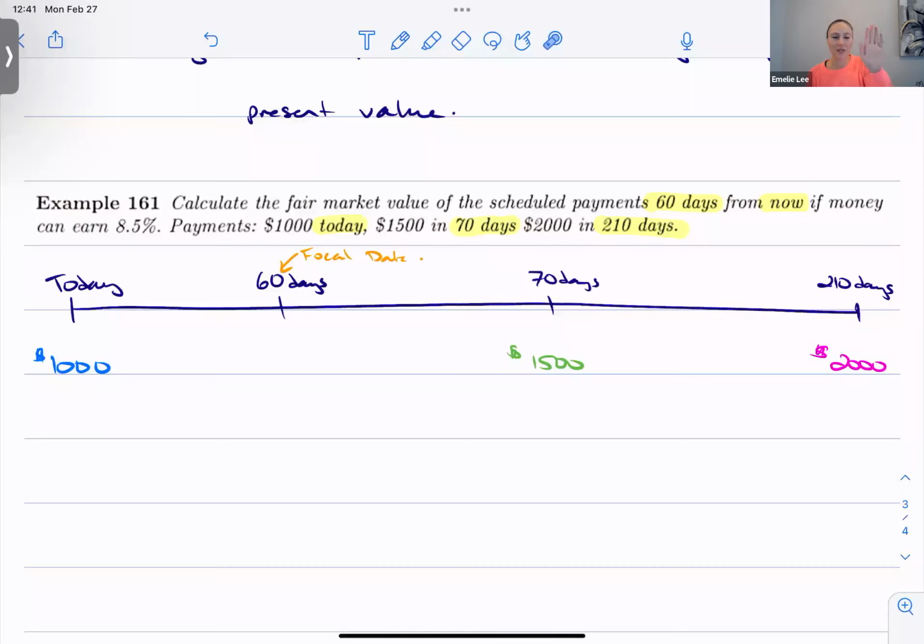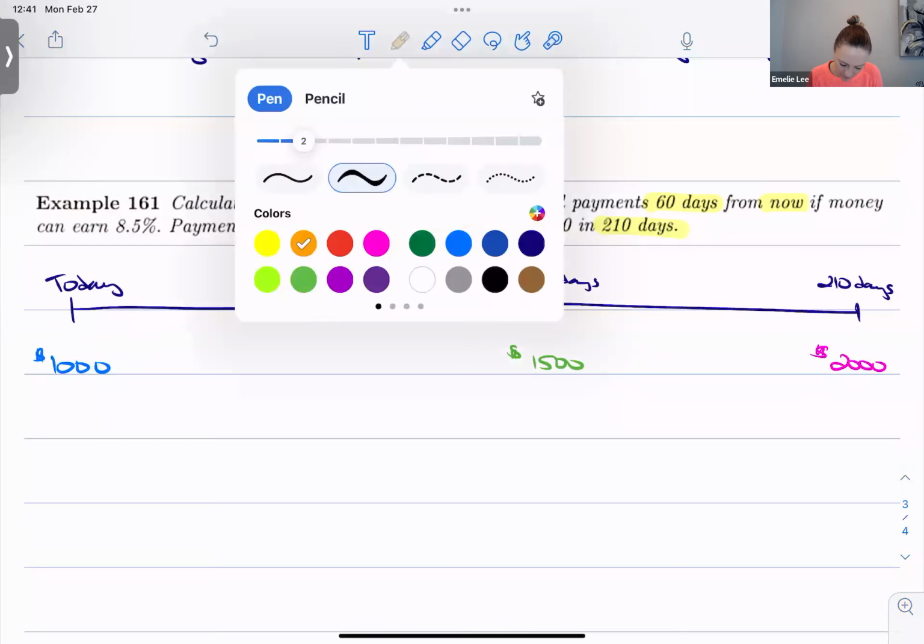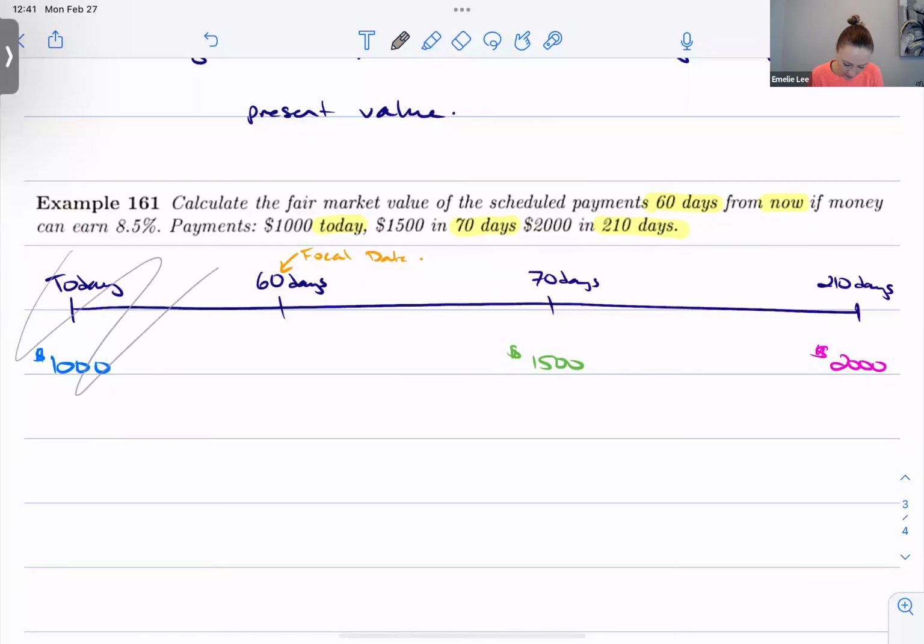If you kind of place your hand over today and ignore it for just a minute. So just ignore this section for a little bit. When you look at 60 days, 70 days, and 210 days, if you want to know what the value is of these two payments at 60 days, that's exactly like the question that we just did. No, it's not. That was to today. Well, it doesn't matter. It's just some amount of time.